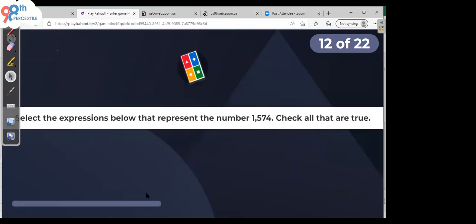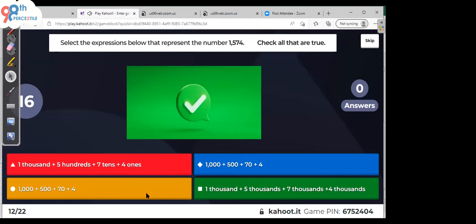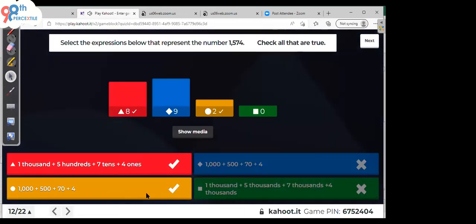Select the expressions below that represent the number 1574. Check all that is true. Quick, quick, quick. Okay, it was selecting all. You have to select all that are true. Okay, so see here, it was 1574.